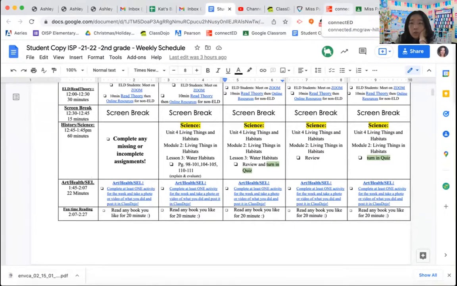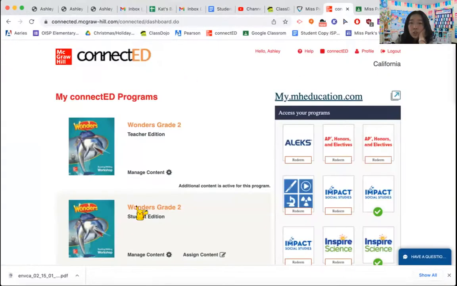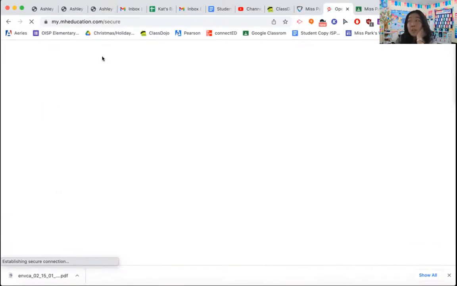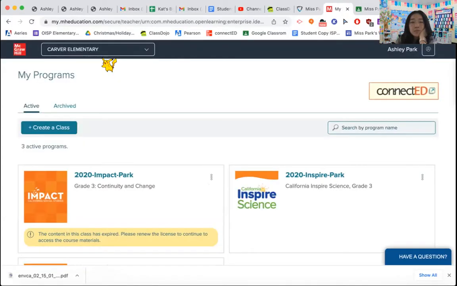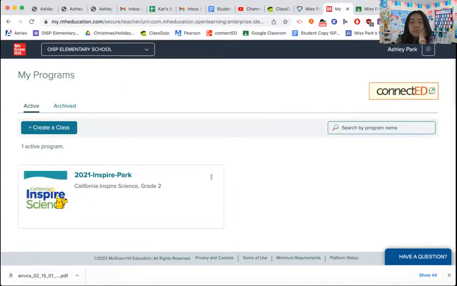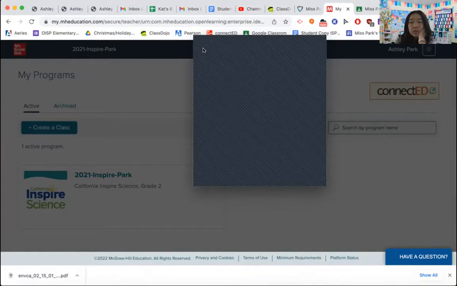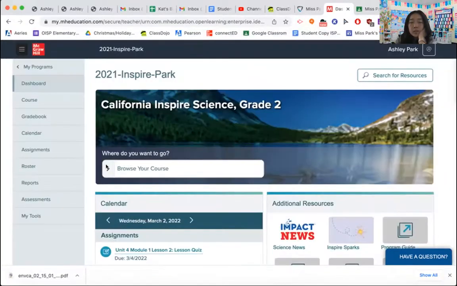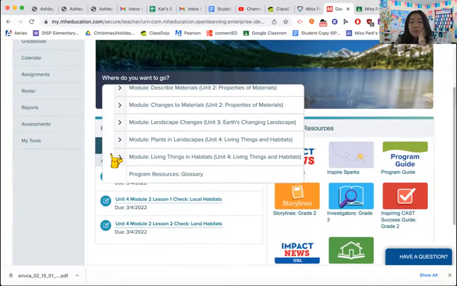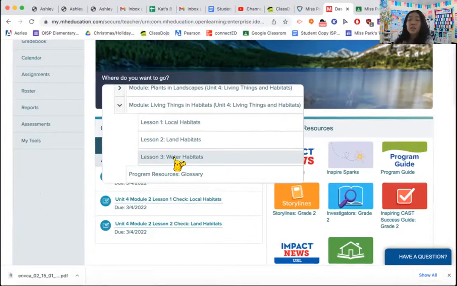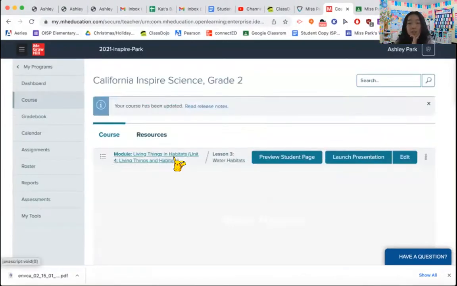So I am going to go to McGraw-Hill Education. I'm going to click at the top. I'm going to change it from my old school to OISP, which is the Online Independent Study Program that we are in. Click on Inspire Science. Click on the greater than symbol. Click on the greater than symbol. Click on water habitats. And then let's do a little review of what we did yesterday.